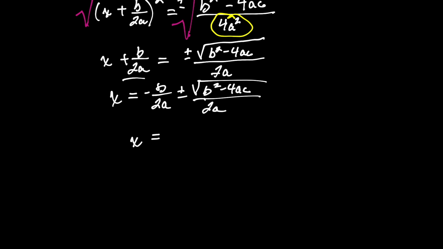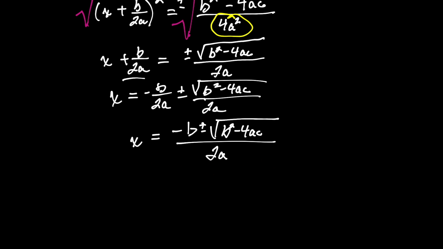So be very careful. All right, so that becomes the opposite of b, plus or minus the square root of b squared minus 4ac all over 2a. So if you can remember this formula, you will never have to complete a square again. Hallelujah. So how does this formula then work?